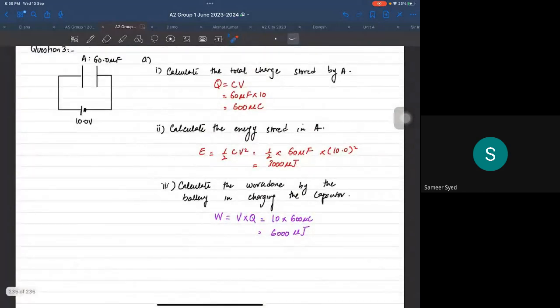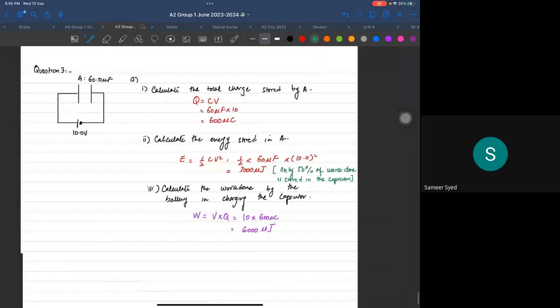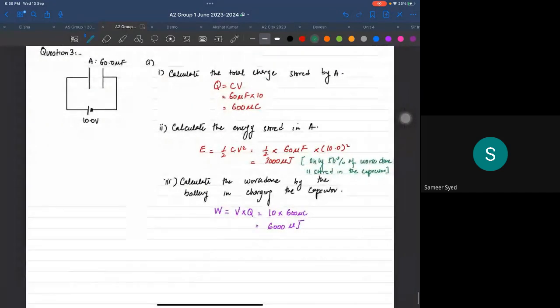Is it clear? So now do not forget that only 50% of work done is stored in the capacitor. Is it clear? Will you guys forget now? No, sir. Good.